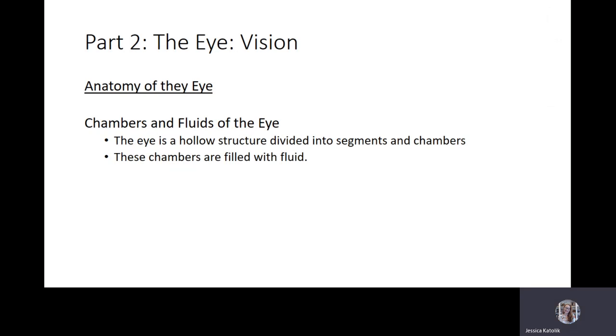Before we move on to the physiology of the eye and how vision works, we're going to need to talk about the different chambers and fluids of the eye. The eye is divided into segments and chambers because the eye is a hollow structure and there are special regions within the hollow structure. And these chambers are going to be filled with fluid. There are 2 types of fluid that we'll discuss: vitreous humor and aqueous humor.